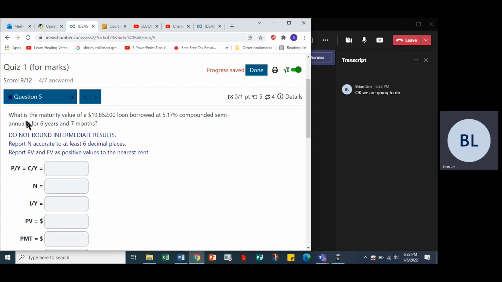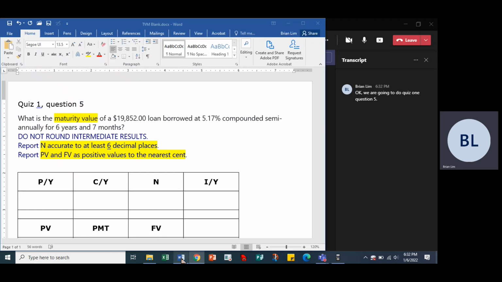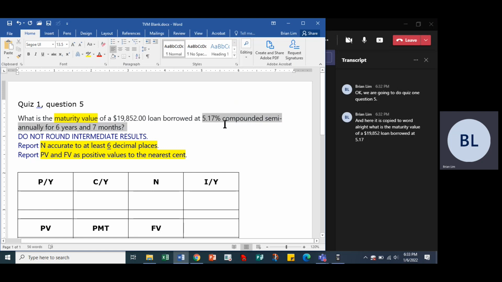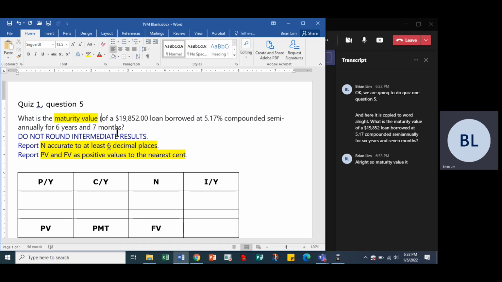Quiz 1, question 5. And here it is, copy to Word. All right, what is the maturity value of a $19,852 loan borrowed at 5.17% compounded semi-annually for 6 years and 7 months? All right, so maturity value, it means what is the maturity value?